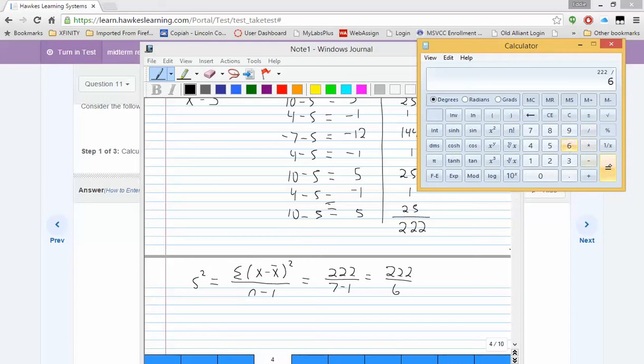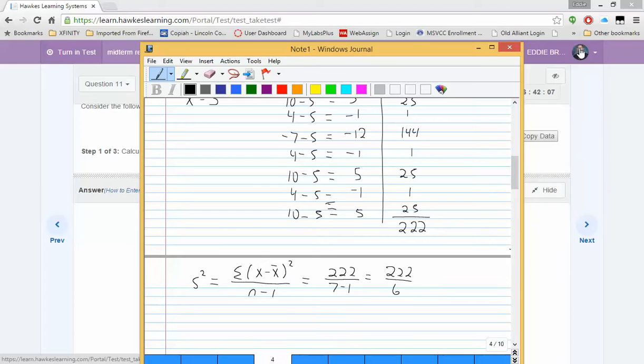Divided by 6. 37. Alright, we use one more decimal place than in the original set of data. The original set of data didn't have any decimal place, so we're going to use one decimal place. So the variance is 37.0, one decimal place. Alright, so that is the sample variance.